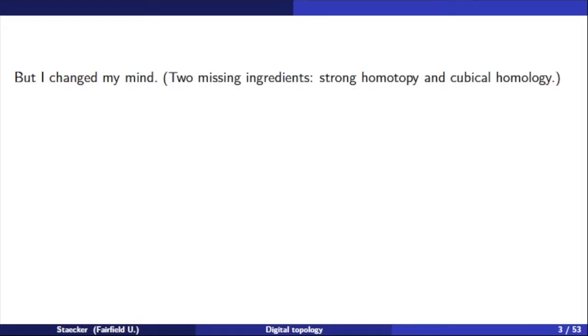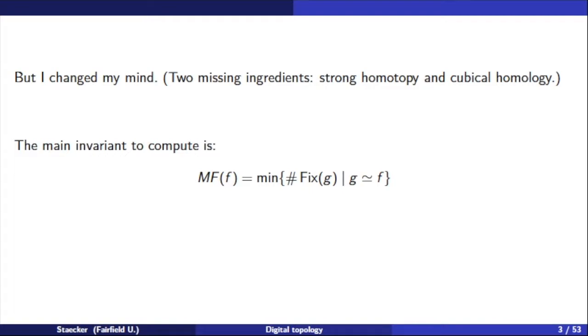The two things that I didn't know about before, and I do know about now, are called strong homotopy and cubical homology. These are both new ideas from the last year or less, which I think are really important ingredients. We need these things in order for the digital Nielsen theory to work. So before I thought it wasn't possible, but now I'm beginning to change my mind. So the main thing we want to compute, as usual, is the minimum number of fixed points when you change the function by a homotopy. I'm going to say a little bit more about what exactly we mean by homotopy, but you should feel like it means just change the function in a continuous way.